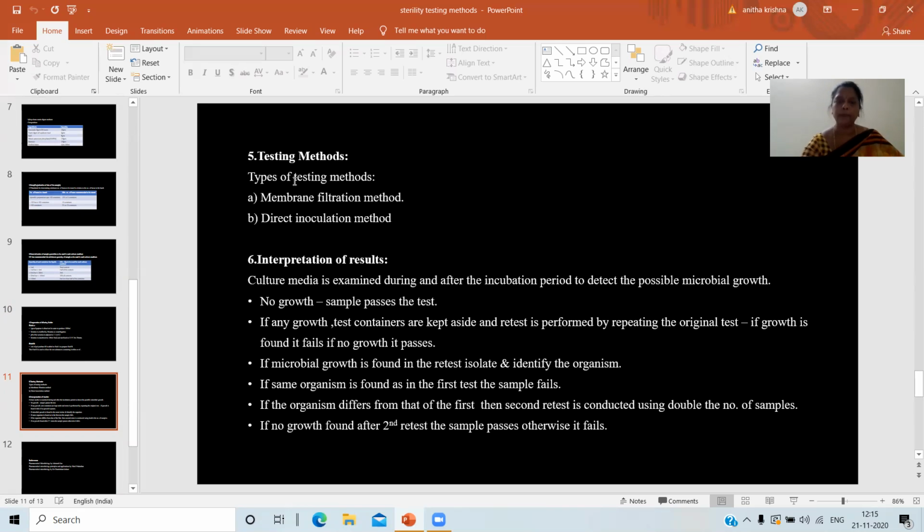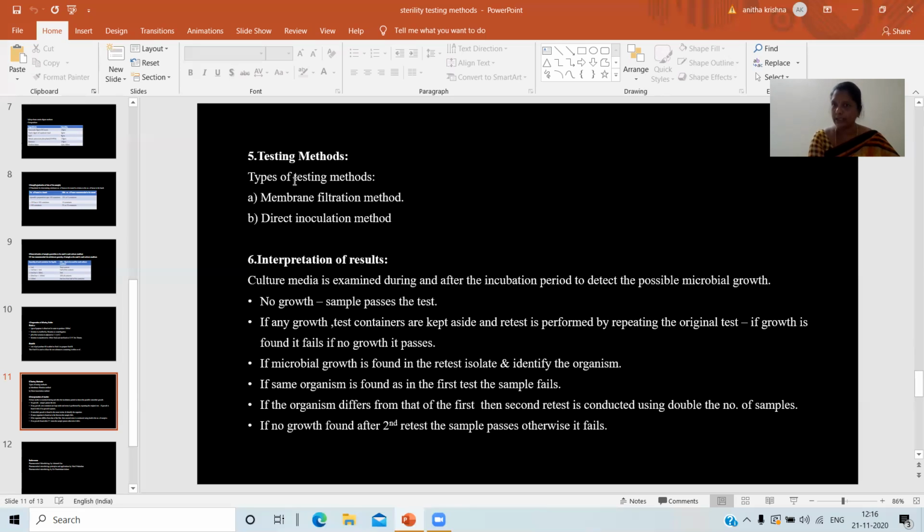Now talking about the membrane filtration method, generally this method is used when the sample contains oily substances, or an ointment that can be solubilized in solution, or if the sample is in powder form, or a liquid that contains an antimicrobial agent, or any solid that does not contain an antimicrobial agent but is not soluble in culture media, or if the sample product is more than 100 ml. Under such conditions you go for the membrane filtration technique.